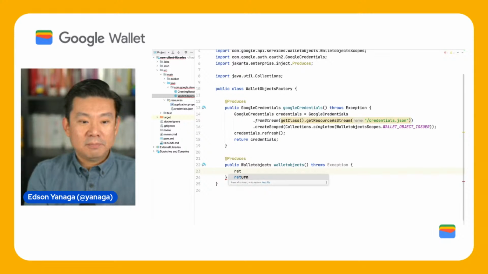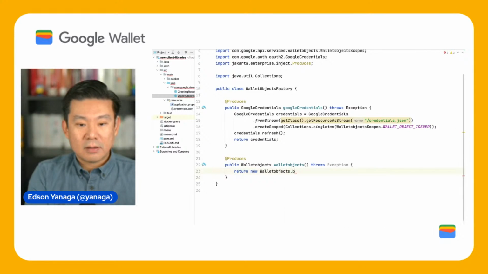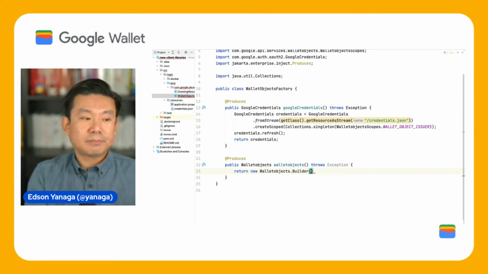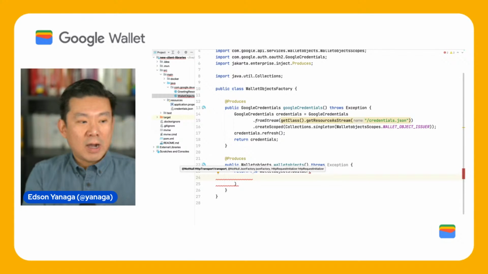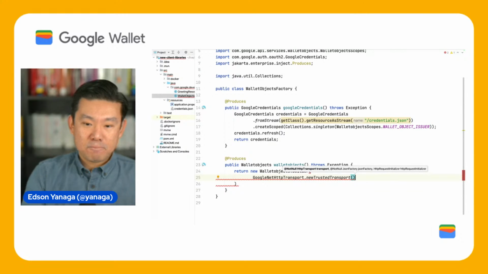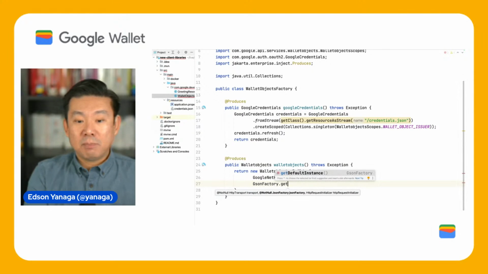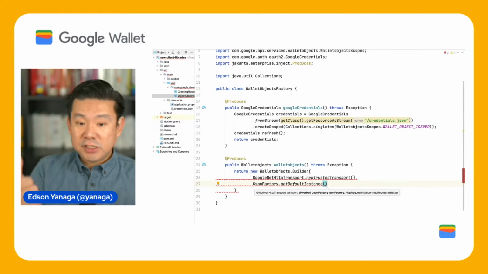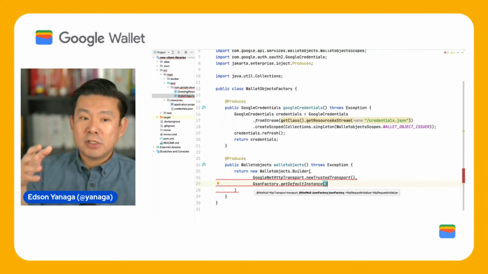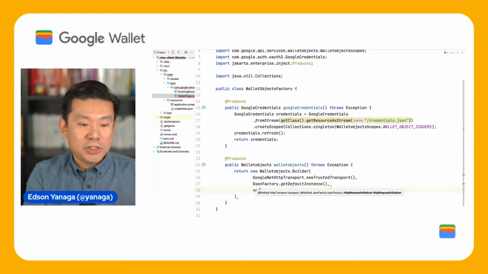I'm going to do return new wallet objects.builder. This one requires Google Net HTTP transport, new trusted transports. It also requires a JSON factory. For Java, at least, it's pluggable. So if you wanted to use Gson, like what I'm using, you can. If you want to use Jackson, you can. If you want to use another JSON library, you can do that as well. From my experience, Gson works better.